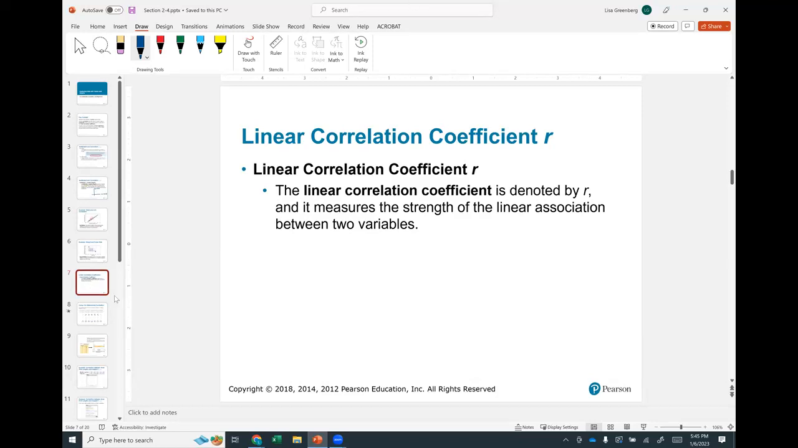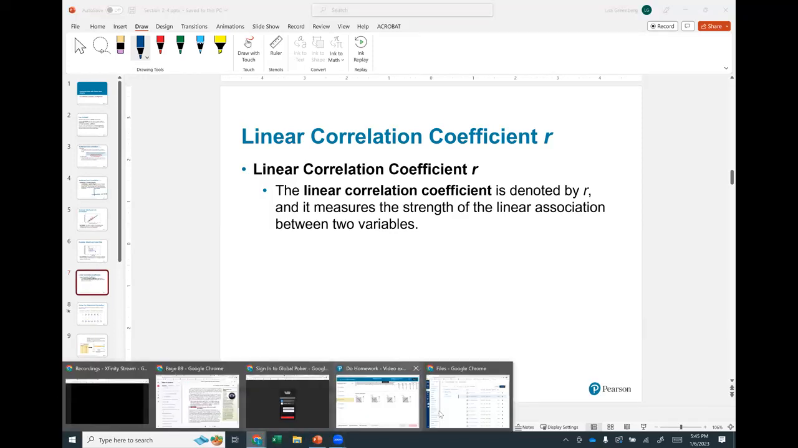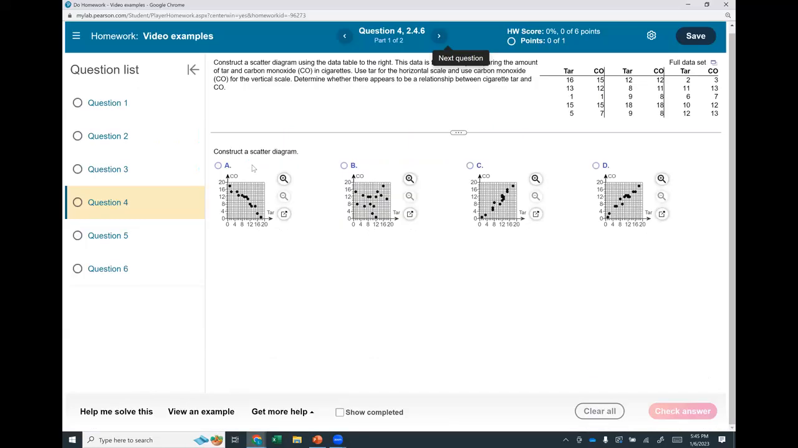I'm going to continue for just one more second and then I'm going to do an example. So linear correlation coefficient. Actually, let's stop here. Let me do an example. So I'm going to go to a problem. This is a problem that I picked from Pearson. It is not a problem in your homework, but it is similar. And I wanted to show you how to use StatCrunch because we could plot all these points.